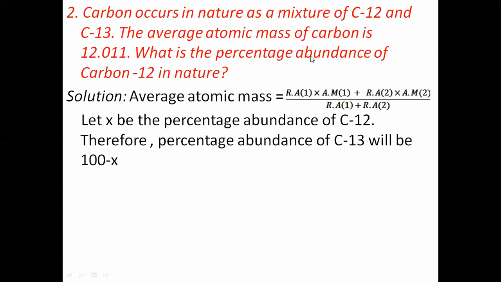Again I am repeating it. They are asking us percentage abundance. Percentage abundance will always be equal to 100. So total abundance is 100, out of which X is carbon 12. So how much is left for carbon 13? That will be 100 minus X.